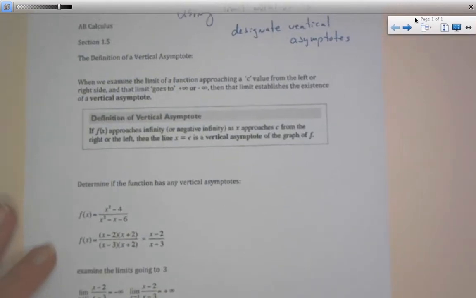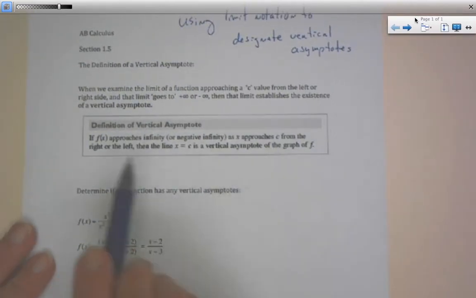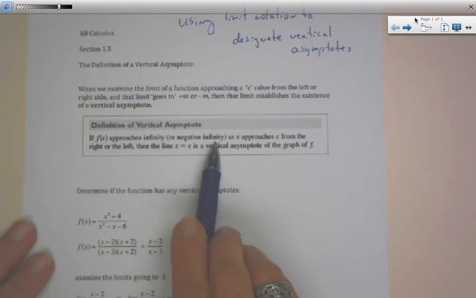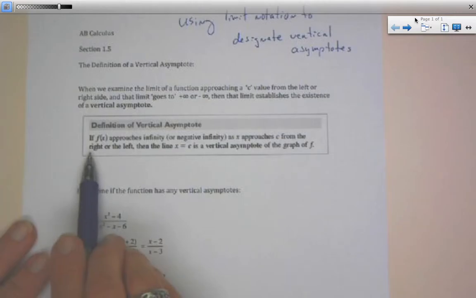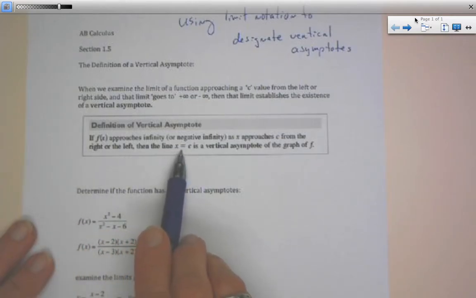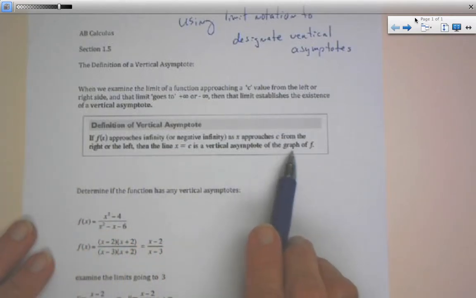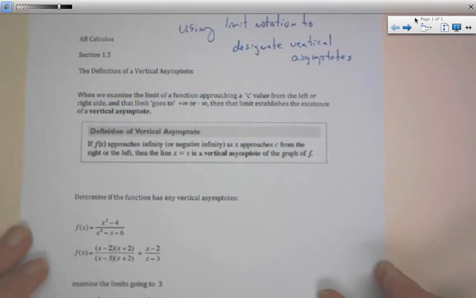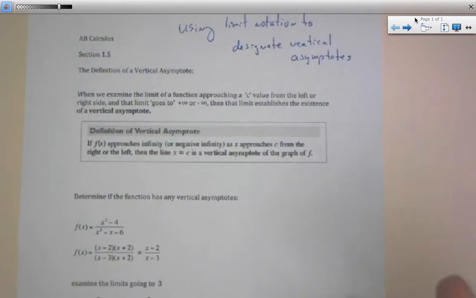Okay, so here's the formal definition. If f of x approaches infinity or negative infinity as x approaches c from the right or the left, then the line x equals c is called a vertical asymptote of the graph. And we'll practice a little bit more on the block day about how this actually fits into our notation and our terminology.